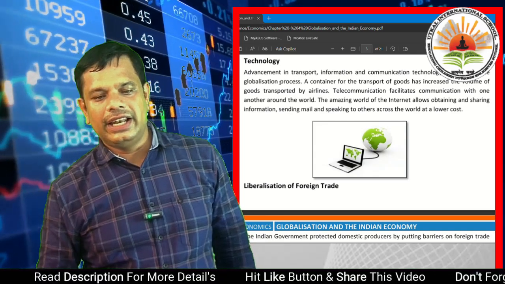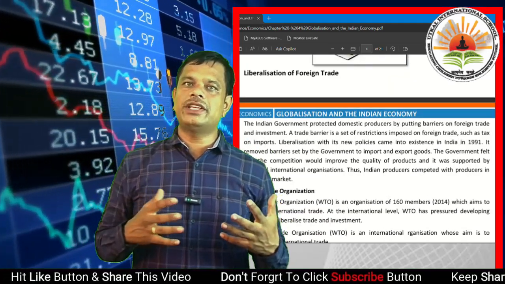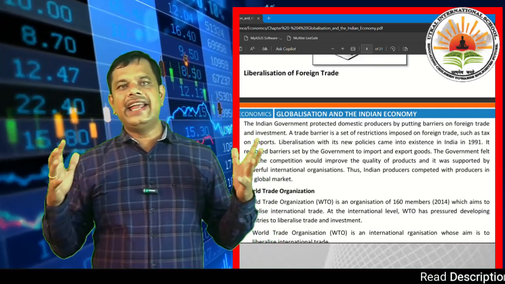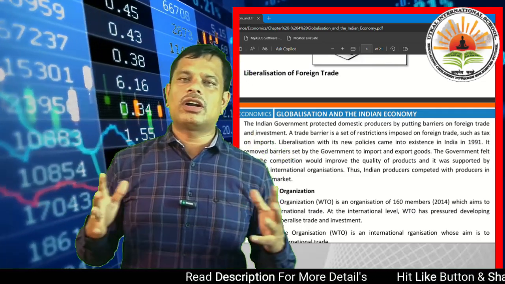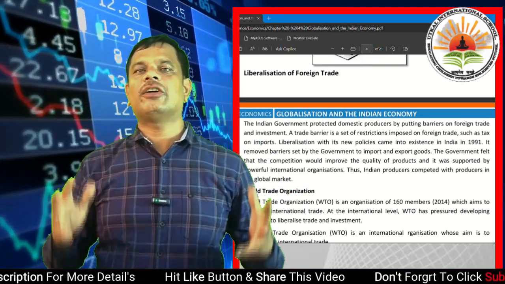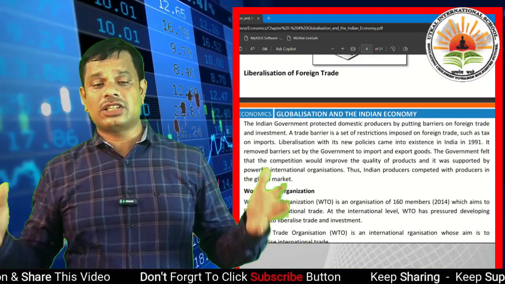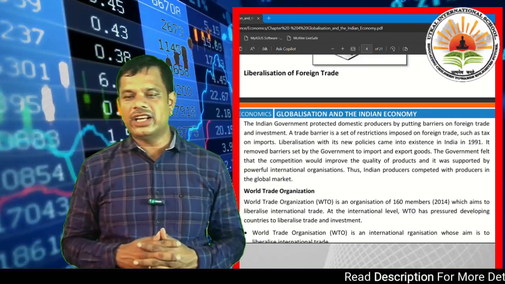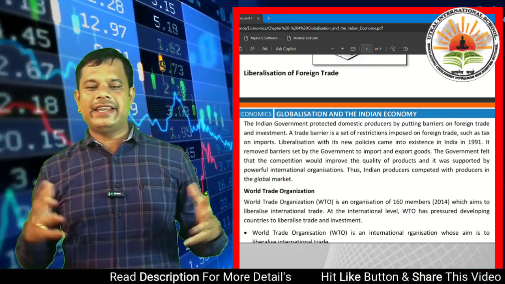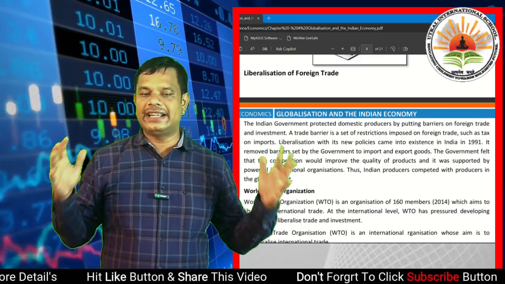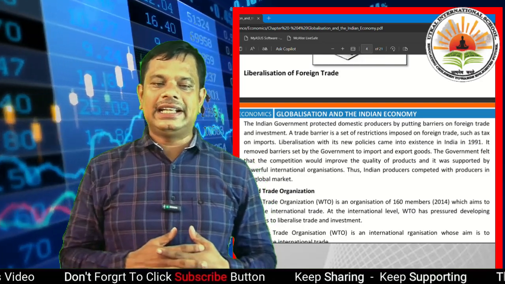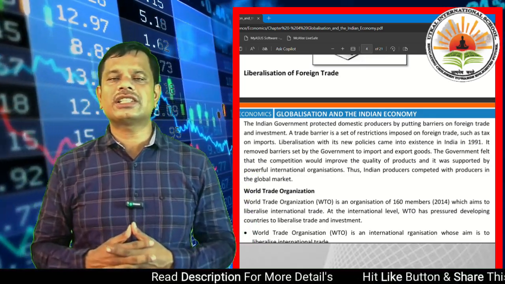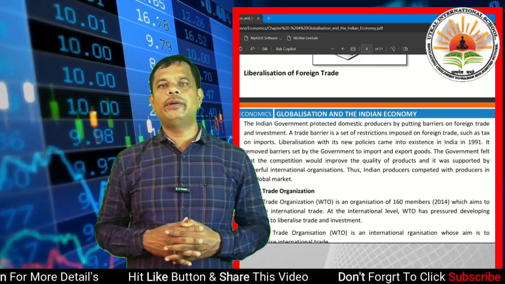Then another point is liberation of foreign trade. Liberation means a little normalizing, a little reduction, a little discussion. Now, everything is covered or guided by the Indian government. Without the Indian government's rules and policy, globalization will not be a success. The Indian government protected domestic producers by putting barriers on foreign trade and investment. A trade barrier is a set of restrictions imposed on foreign trade, such as tax on imports. If there is a heavy tax, globalization will not be a success, foreign investments will not come, so how will it be completed?